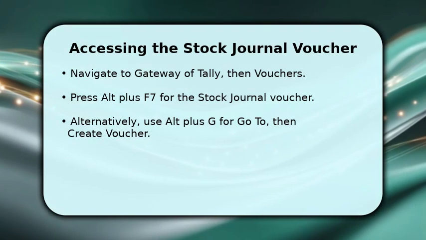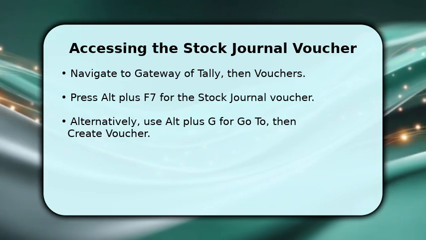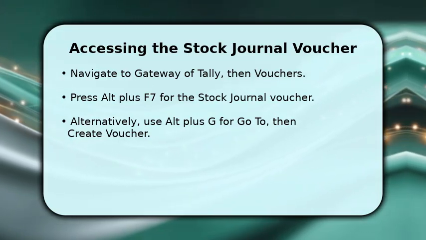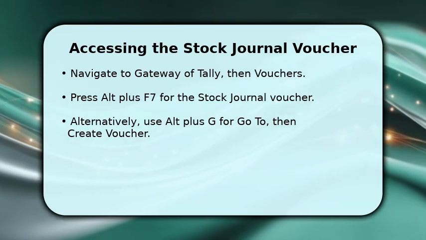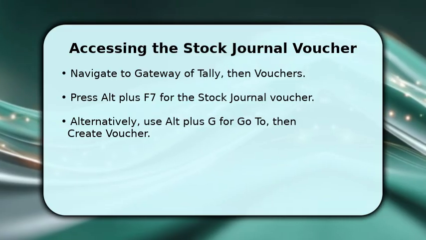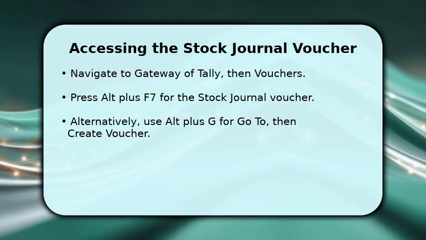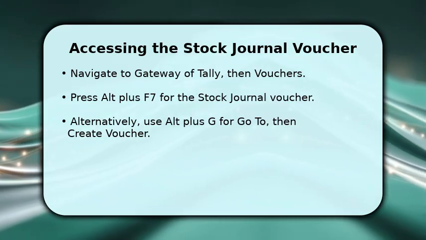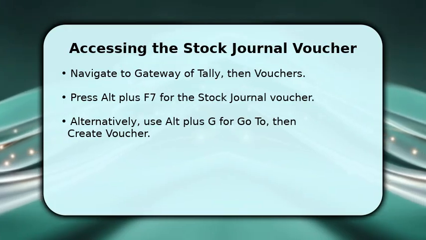To begin, open Tally Prime and go to the Gateway of Tally. From there, select Vouchers. Now, you can easily access the stock journal by pressing the Alt key along with F7. Another quick way is to press Alt plus G for the Go To option, then choose Create Voucher, and finally select Stock Journal. Remember to press F2 if you need to adjust the voucher date for your entry.